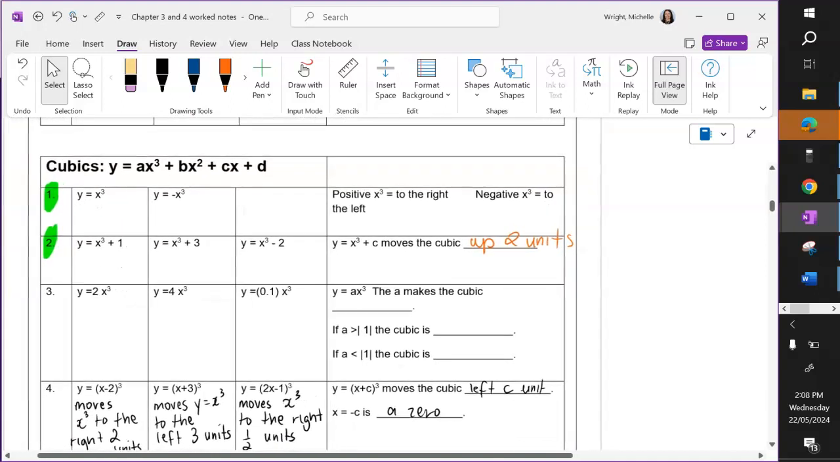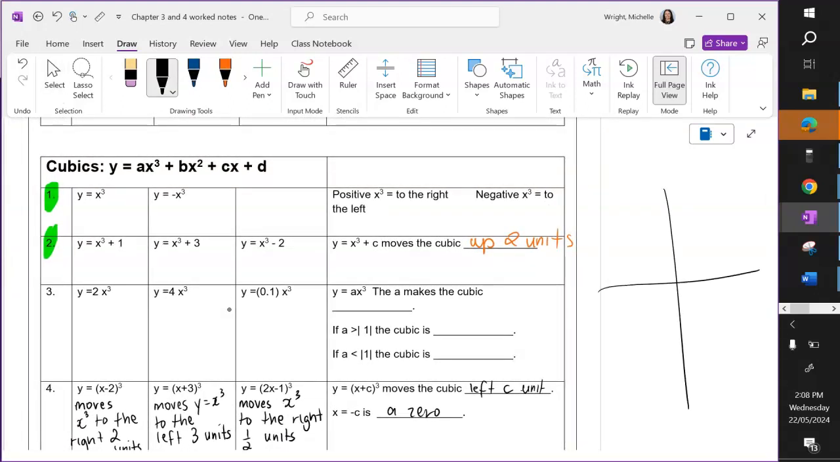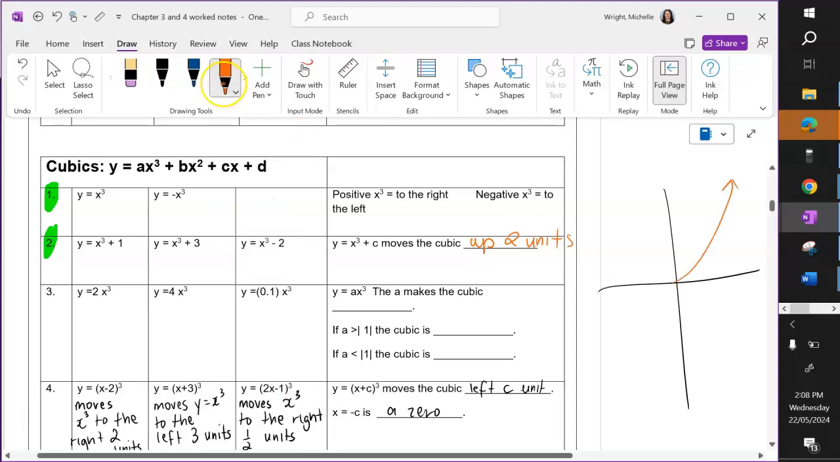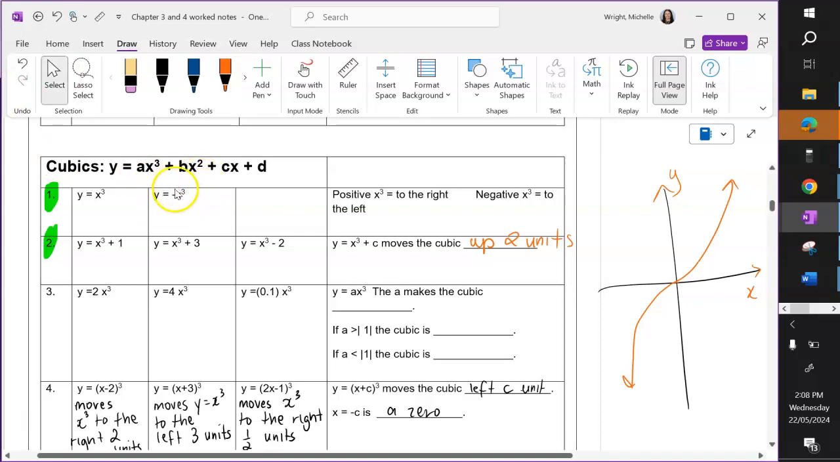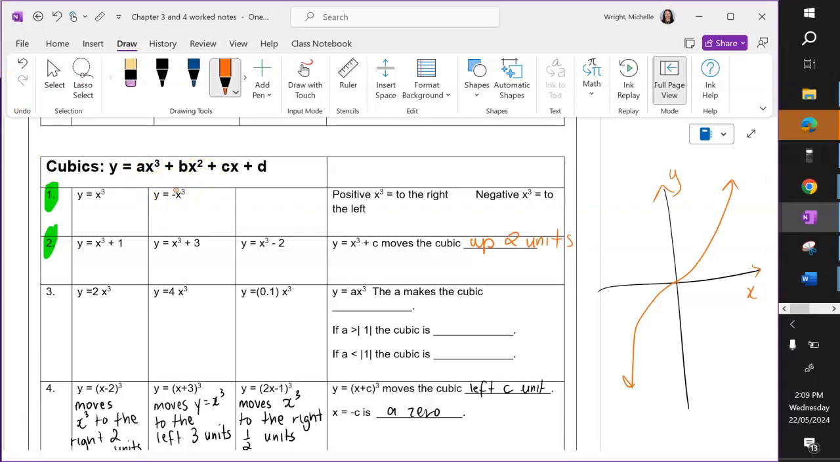So we know what y equals x cubed looks like. Y equals x cubed, its basic shape looks like this. There's our y and there's our x. You need to know that one. Y equals minus x cubed is going to be going the other way. And it's got a different colour there for us. Going to go that way. That's minus x cubed.